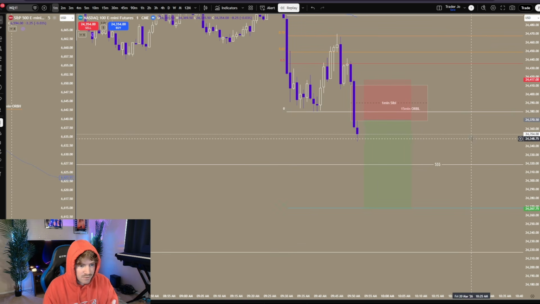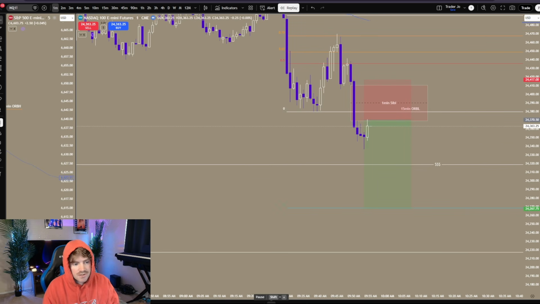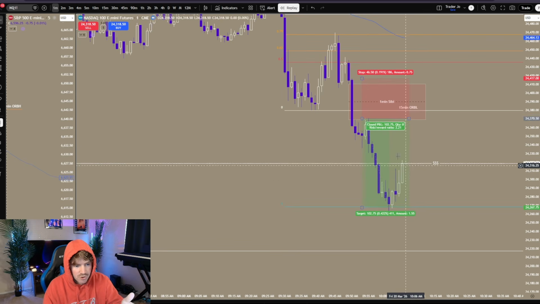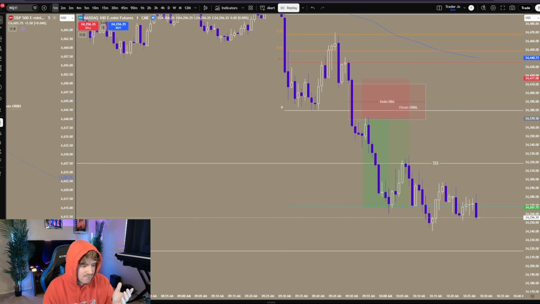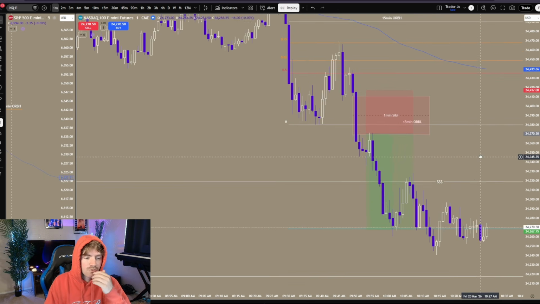So let's watch how this one plays out. Right, so we tap into that fair value gap, boom, straight down within like 5 to 10 minutes, right down to our TP at that first standard deviation. So that is another way to trade the ORB.